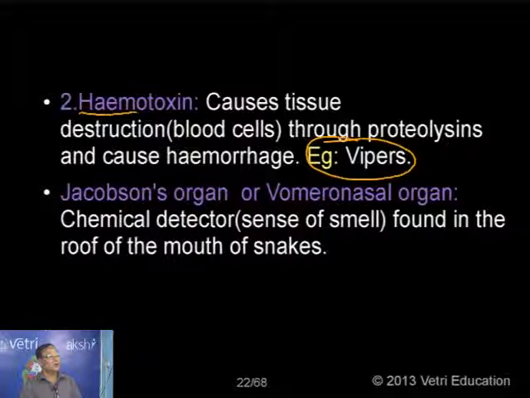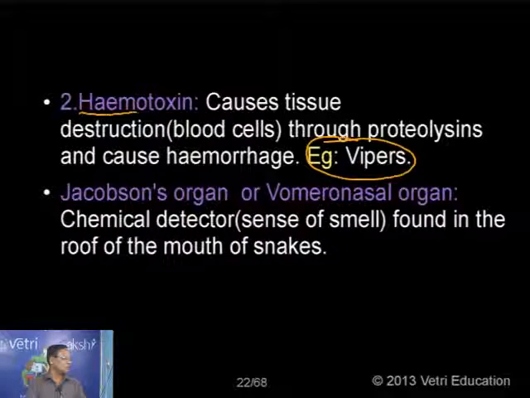Now the viper's venom is an example of hemotoxin as it affects the circulatory system, that is the blood cells. This venom causes proteolysis. That means it damages the membrane of the blood cells, which is formed mainly of proteins. Those substances which damage and lyse the proteins are called proteolysins. So the viper venom has the ability to damage the plasma membrane of the blood cells in the form of proteolysin.